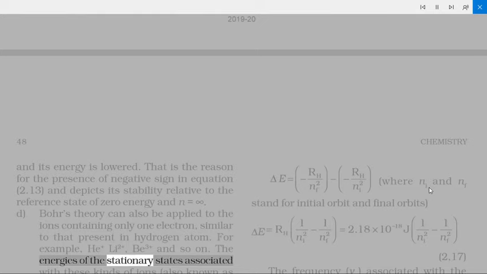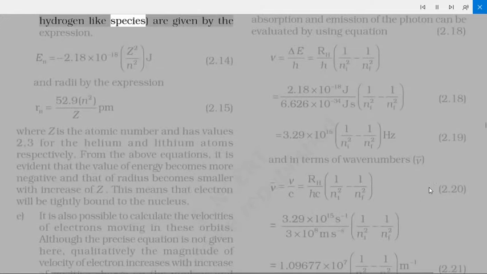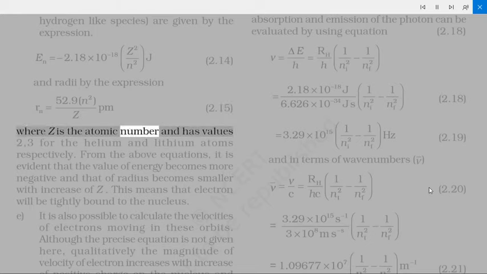The energies of the stationary states associated with these kinds of ions, also known as hydrogen-like species, are given by the expression E_n = -(2.18 × 10^-18 J)(Z²/n²) (2.14), and the radii by the expression r_n = (52.9 pm)(n²/Z) (2.15), where Z is the atomic number and has values 2 and 3 for the helium and lithium atoms respectively. From the above equations, it is evident that the value of energy becomes more negative and that of radius becomes smaller with increase of Z. This means that the electron will be tightly bound to the nucleus.